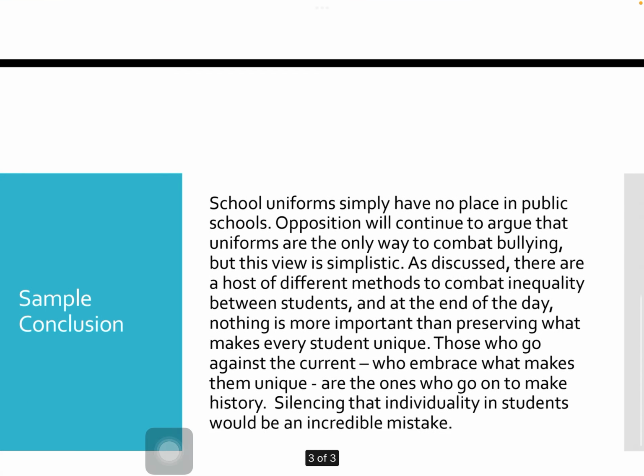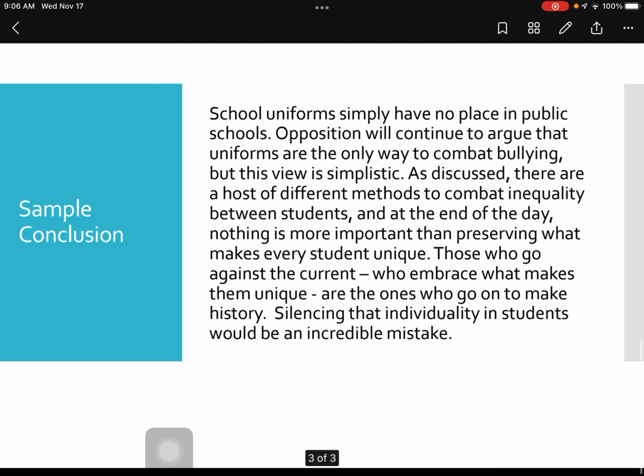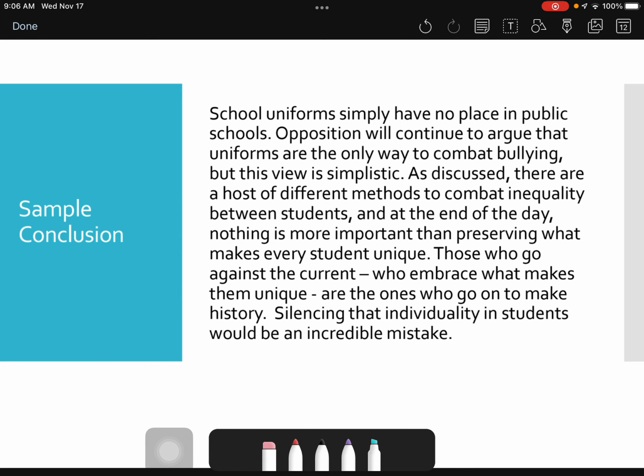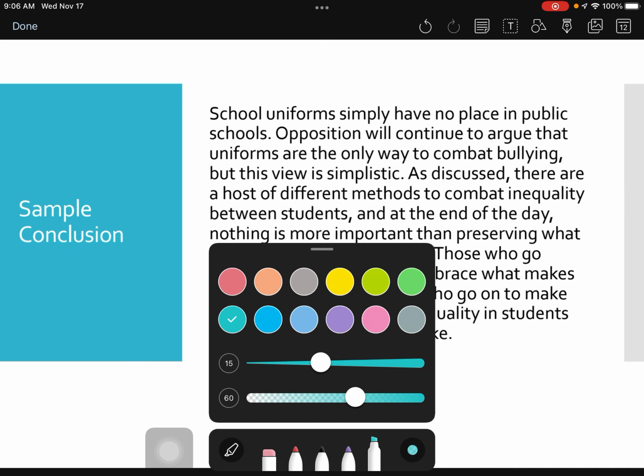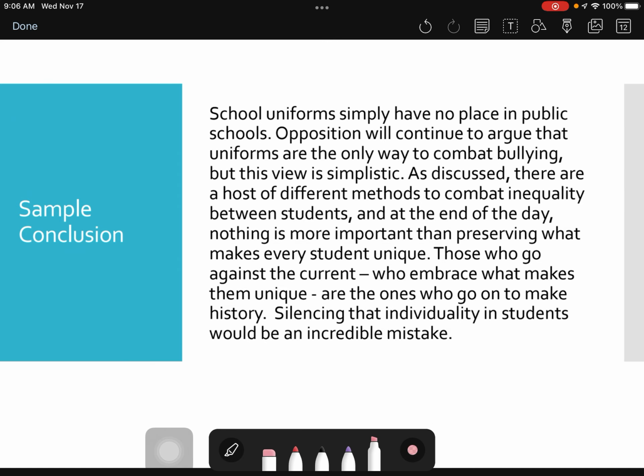So let's look at an example for some context here. As I read the example, I'm going to go through and kind of highlight the different pieces, just so you can see how this kind of lines up with the diagram I just showed you on the previous screen. So let me change my highlighter color here. The first sentence, it says, school uniforms simply have no place in public schools. Opposition will continue to argue that uniforms are the only way to combat bullying, but this view is simplistic.